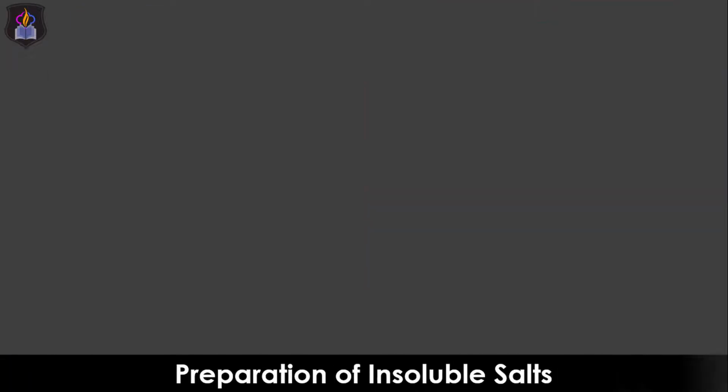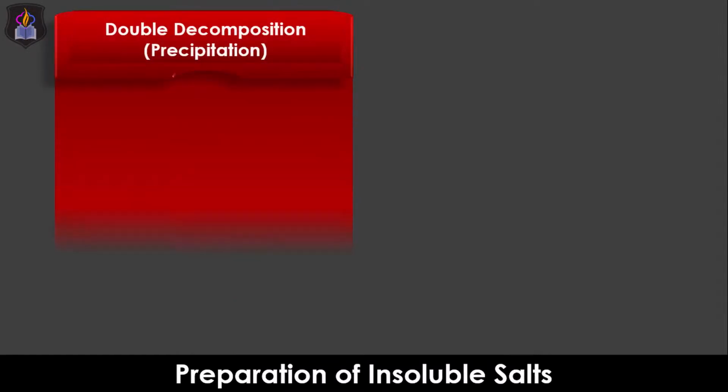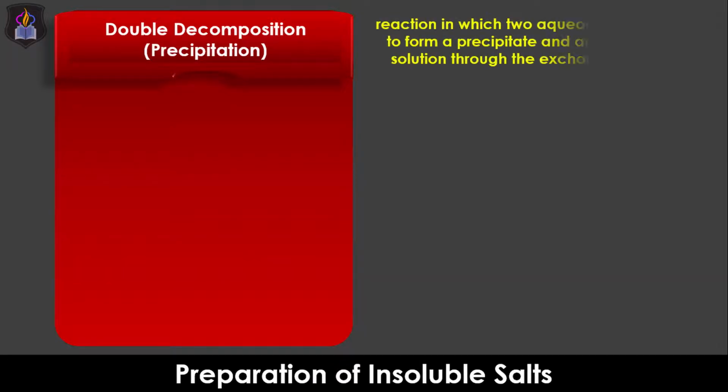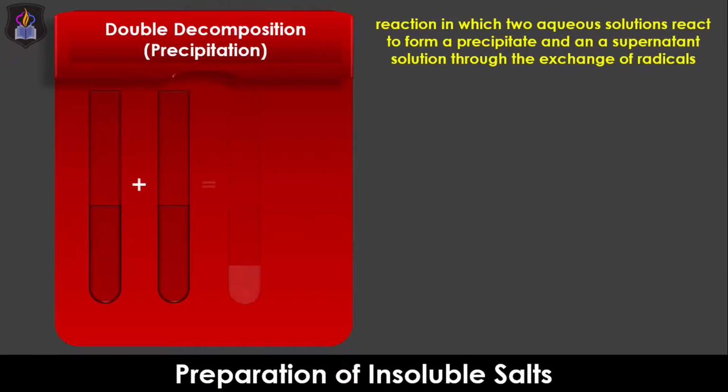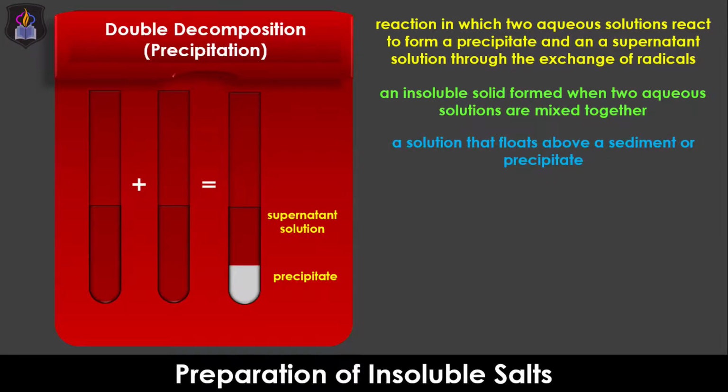Let's now learn how to prepare insoluble salts. Insoluble salts are prepared by a process called double decomposition or precipitation. Precipitation is a reaction in which two aqueous solutions react to form a precipitate and a supernatant solution through the exchange of radicals. A precipitate is an insoluble solid formed when two solutions are mixed together, while a supernatant solution is one that floats or lies above a sediment or precipitate.